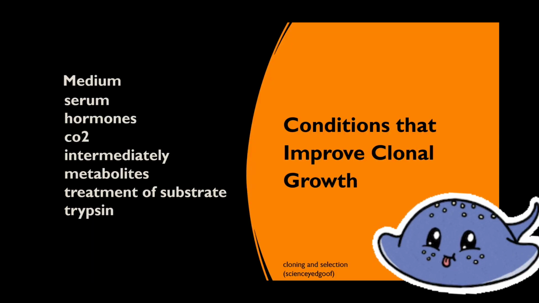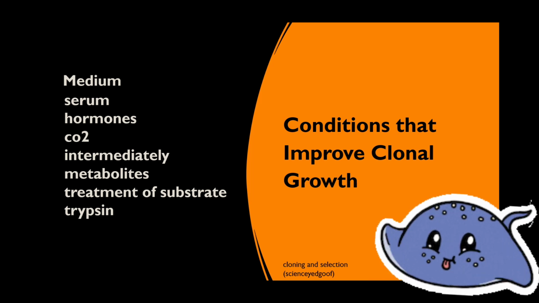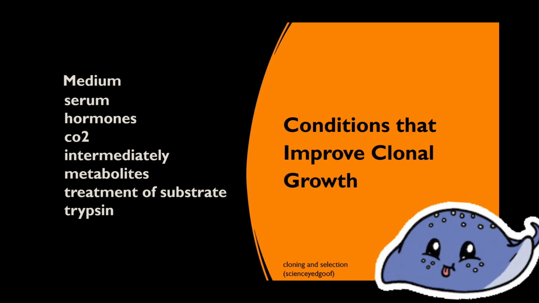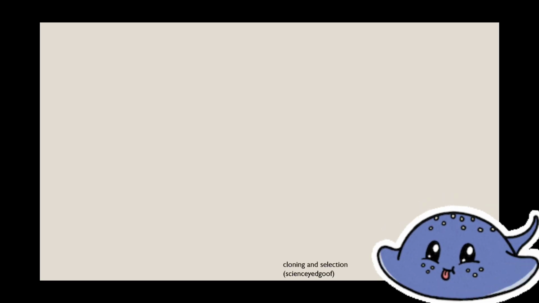Now let us look into some of the conditions in which we can improve cloning efficiencies. These are some of the conditions: medium and serum, hormones, carbon dioxide, intermediary metabolites, and treatment of substrate and using trypsin. We'll look into some examples, like what type of medium and what different types of hormones can be used to improve clonal growth.